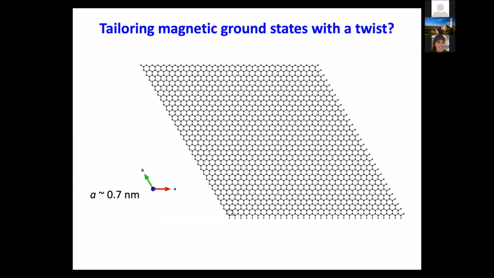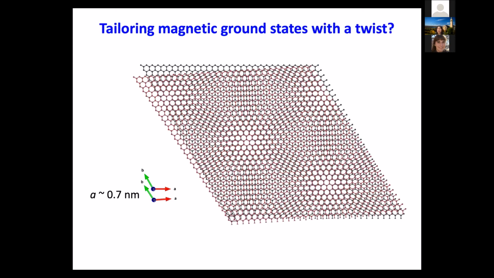Okay, so now the question is, we know that magnetic ground states are very sensitive to stacking order. So can we tailor them with a twist? What I'm showing here is one sheet, and you can see the honeycomb structure for the magnetic ions. The lattice constant is about 0.7 nanometer here. So now I come in with a second layer and I stack them with a little bit of a twist angle.